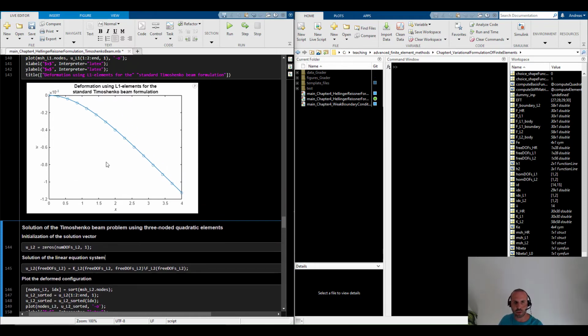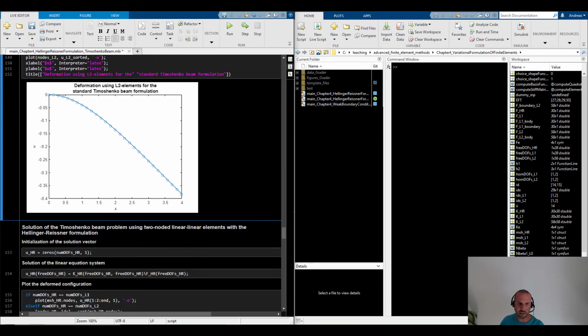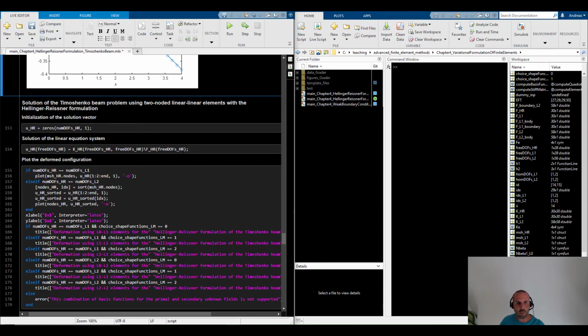We get a deformation in the range of millimeters, and for the quadratic ones, we get a deformation in the range of almost half a meter. So it's basically 40 centimeters. And now we go to the Hellinger-Reissner discrete formulation and see how this system performs. Please remember that here we're using the linear two-noded elements, but we also included the Lagrange multipliers, which we actually afterwards condensed out using the methods we saw in the slides.